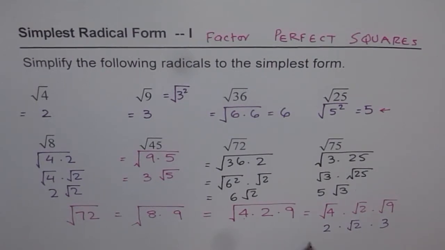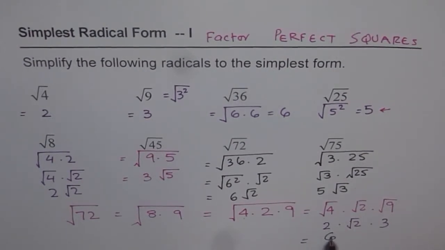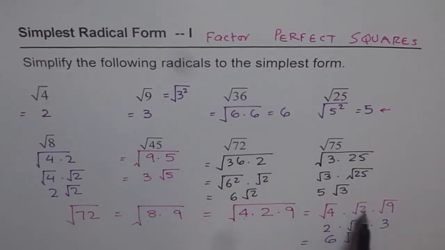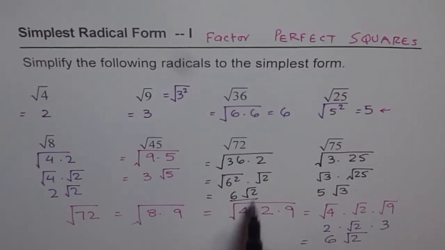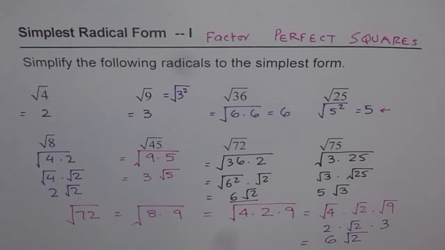So when you get this situation, whole numbers here get multiplied. 3 times 2 is 6. And then we have square root of 2. So we can write this as 6 square root of 2. You can follow this path also to get to the same result. This is what I wanted to show.